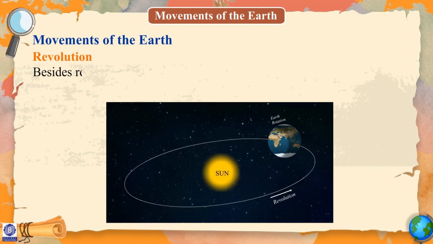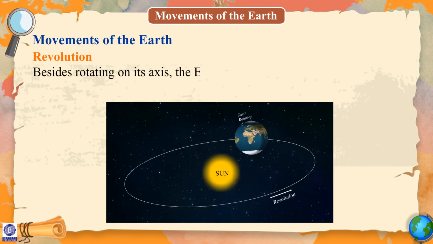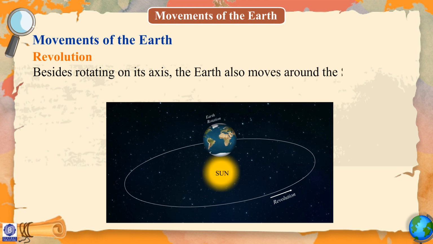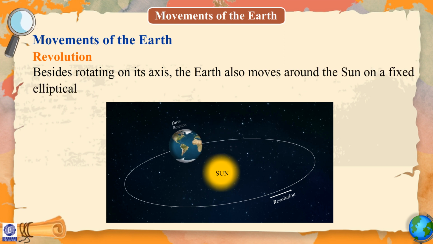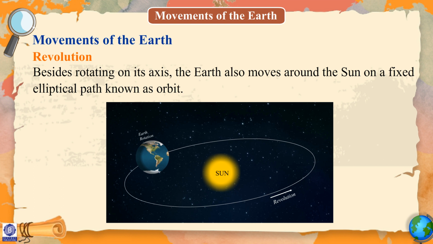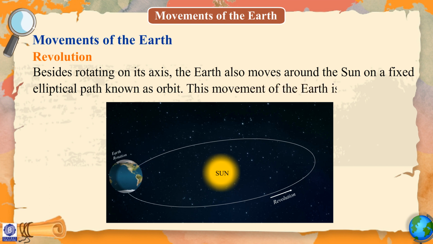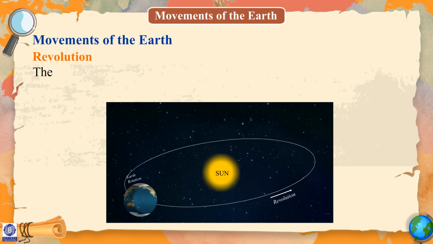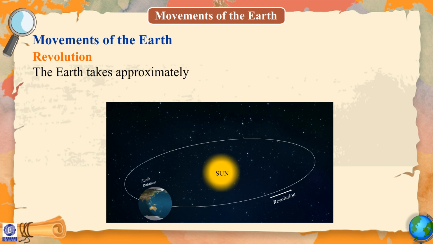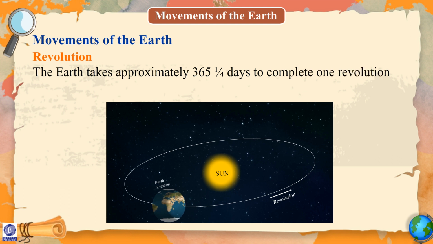Revolution. Besides rotating on its axis, the Earth also moves around the Sun on a fixed elliptical path known as orbit. This movement of the Earth is called revolution. The Earth takes approximately 365 1/4 days to complete one revolution.